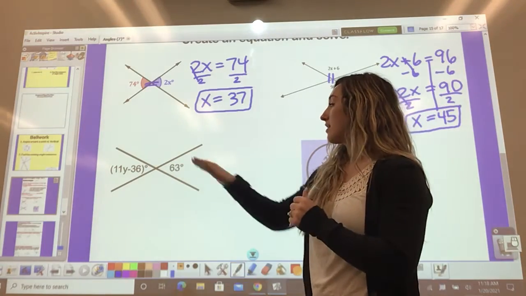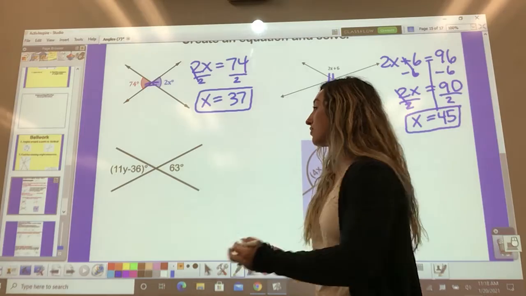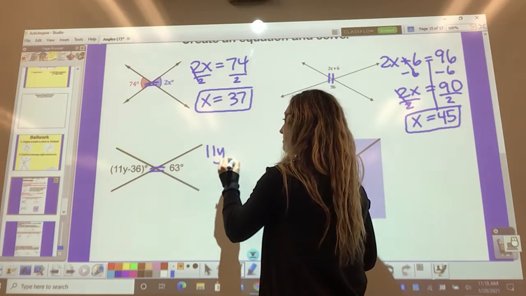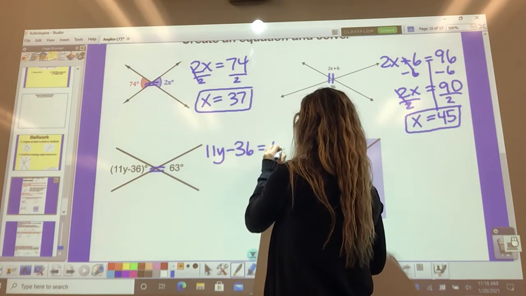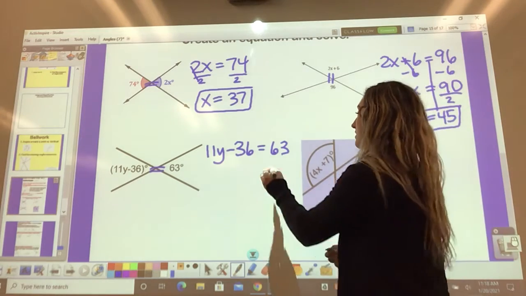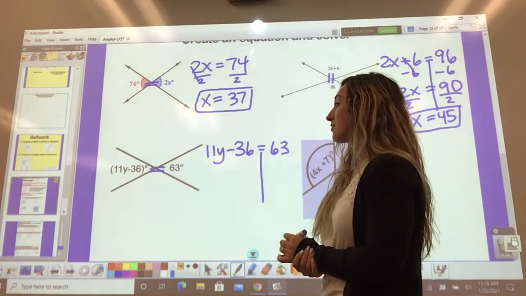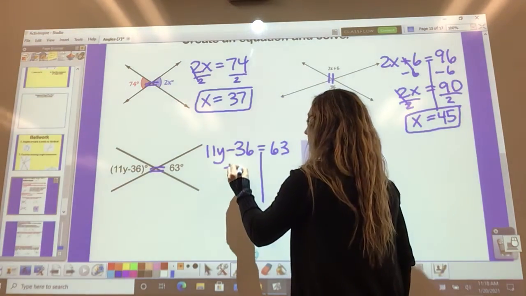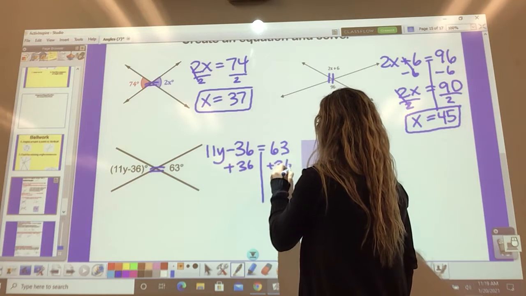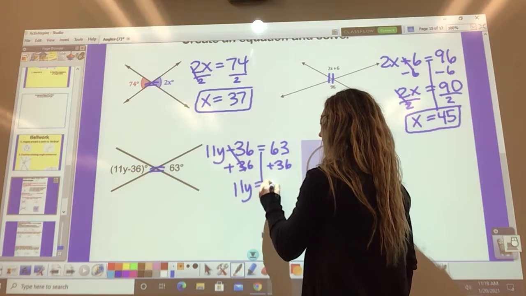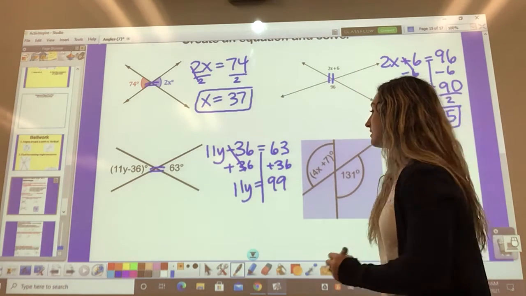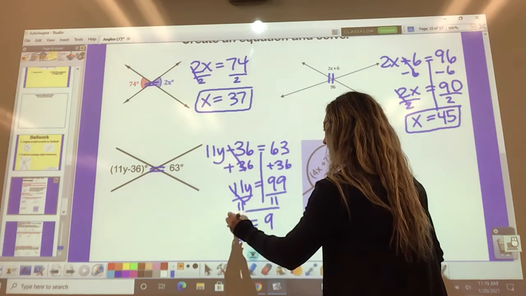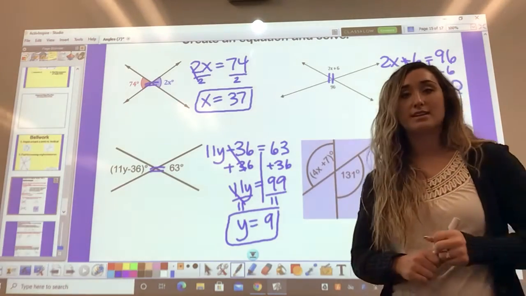Okay, again, we have some information given to us that are vertical angles. So again, I can set those equal to each other. So my equation would be 11y minus 36 equals 63. And from there, we can solve for y. I know this needs to equal 63. Let's figure out what y needs to be in order to get that. So I'm going to add 36 on both sides, leaving me with 11y equals 99. And divide both sides by 11 to get y equals 9. And that's it.